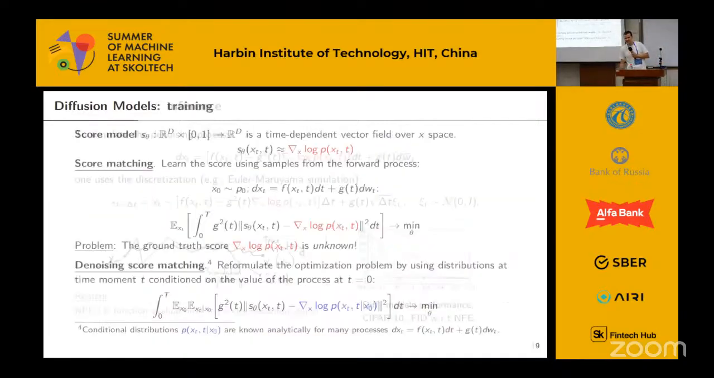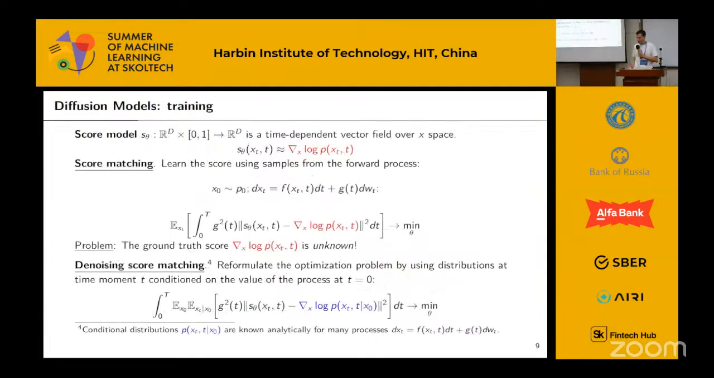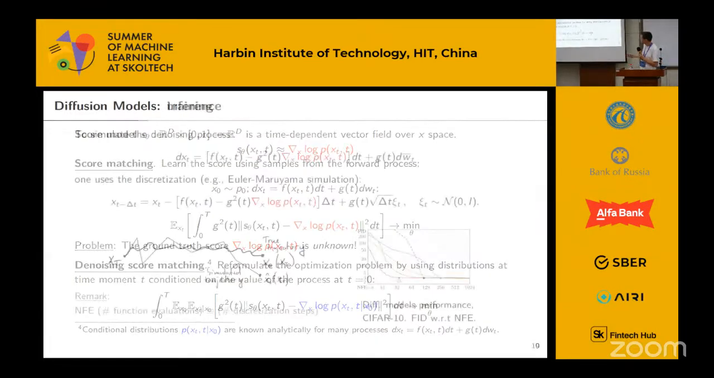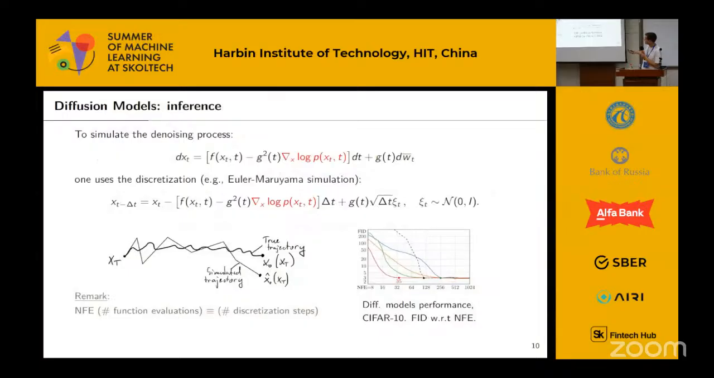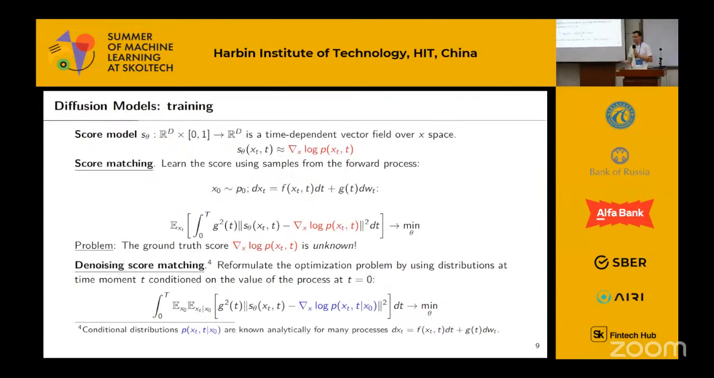And a standard approach to do this is to apply the technique of score matching. So basically, the main idea of score matching is to learn a neural network which approximates this unknown score function. This neural network is typically called the score neural network, and it has the same shape as in flow matching. So basically, it takes a point and a time moment, and outputs some vector.